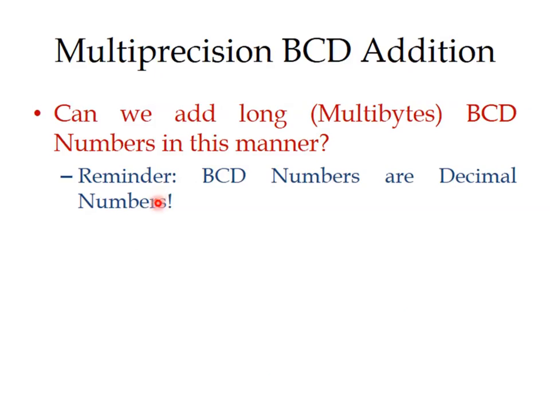Okay, now our next question is, can we add long, meaning multiple bytes, BCD numbers in this manner? We now know how to add long numbers in hex, but the problem is, if you have BCD numbers, again, don't get confused by the word BCD, because just think the BCD numbers are decimal numbers. Okay?